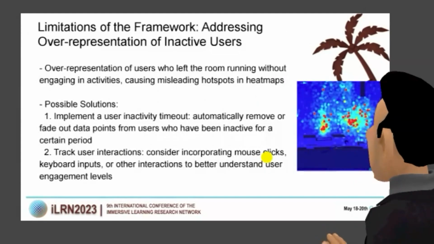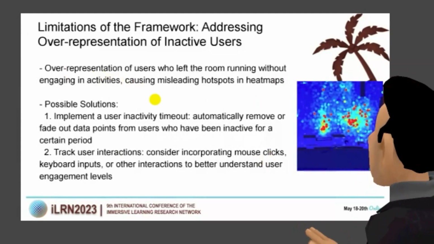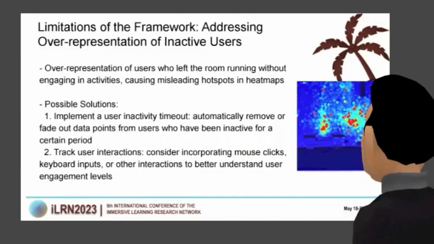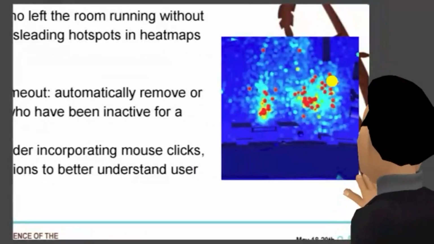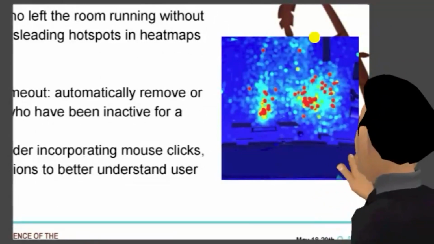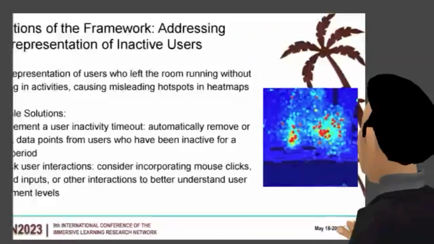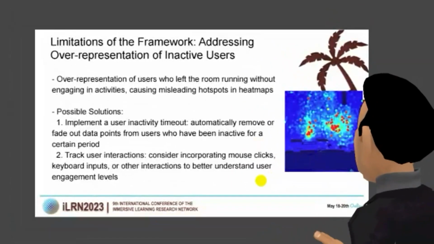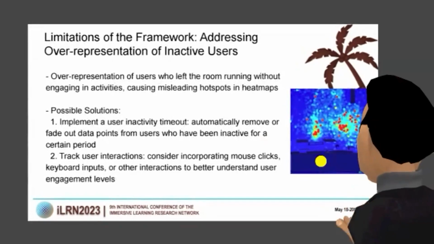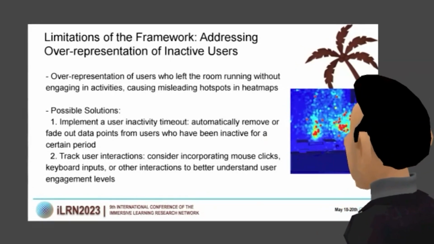Another limitation is the overrepresentation of users who left the room running without engaging in activities, which causes misleading hotspots on heat maps like these red spots. I don't think all of them are genuine. Some of them just left the computer with the room running, so there was no actual activity from these users.